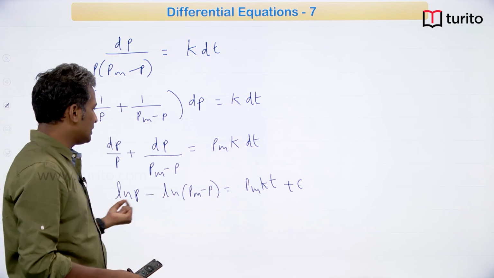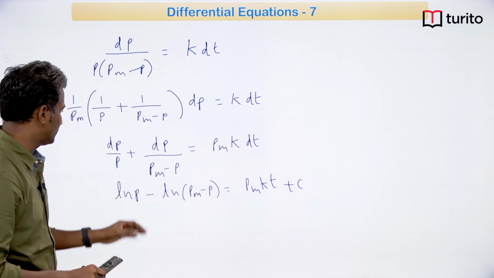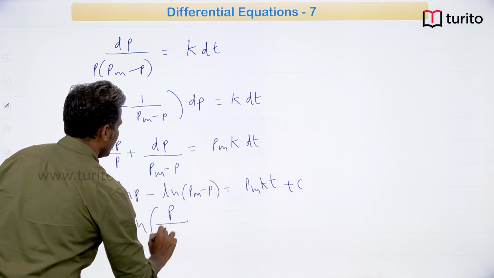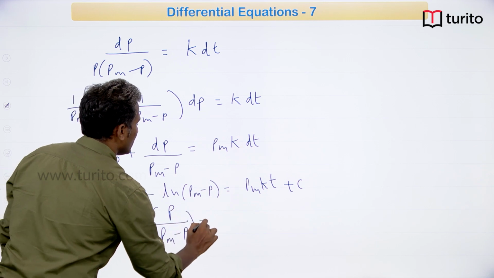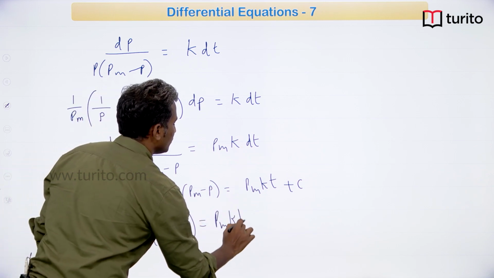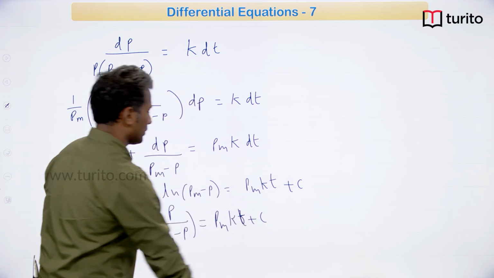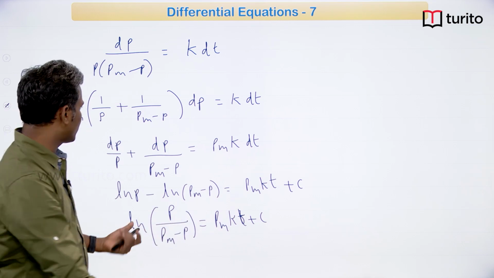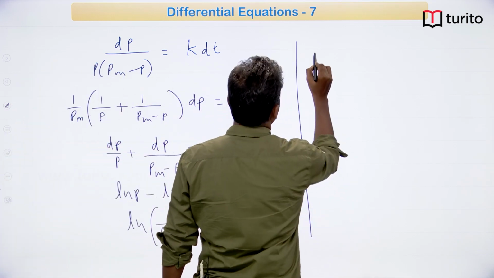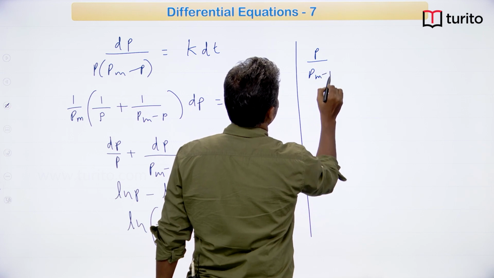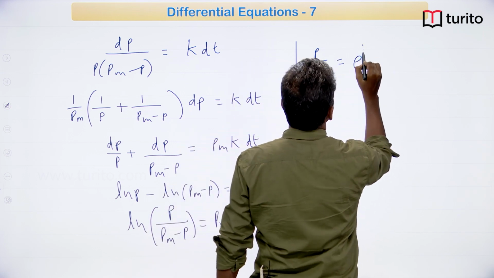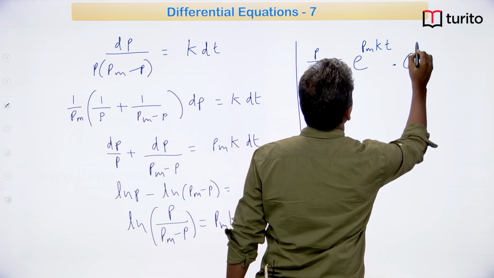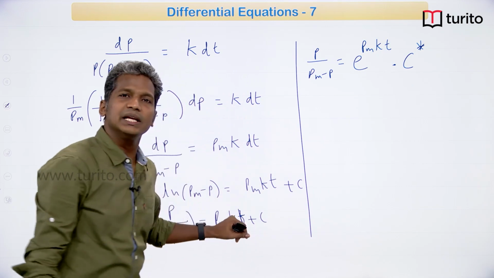Okay. So here we can combine these two logarithms and write the ratio of the terms. So this LHS will basically become ln of P by PM minus P, and RHS is PM into K into T plus C. Okay. So now if I take ln to the other side, it becomes power of exponential. Okay. So we will get an expression like this: P by PM minus P is equal to e raised to PM into K into T into some C star, which I am taking as e raised to C.